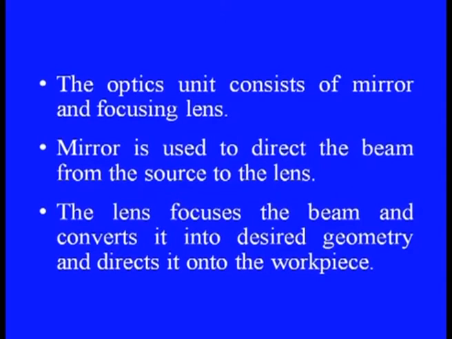The mirror is used to direct the beam from the source to the lens. The lens focuses the beam, converts it into the desired geometry and directs it onto the workpiece. The assist gas system removes the molten metal which does not get vaporized at the end.